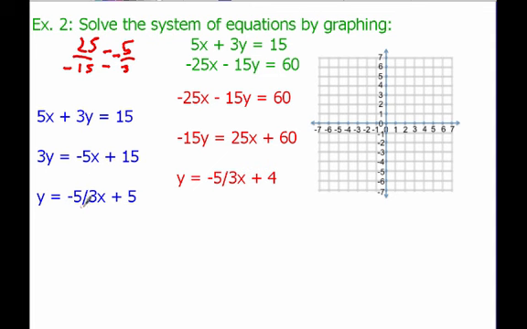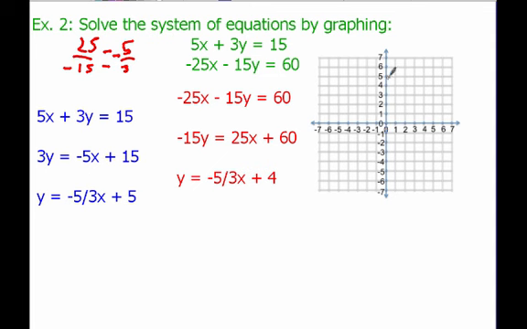So now if I graph these, well, we can tell right now before we even graph. Slopes are the same, negative 5/3, negative 5/3. The y-intercepts, however, are 5 and 4. They're different. And I tell you right now, these are parallel lines. They are never going to cross. So there will be no solution. But let's just show that for a fact.